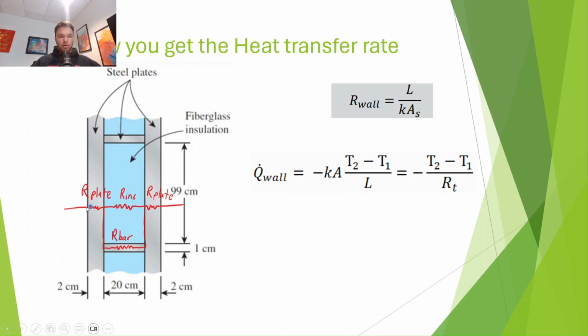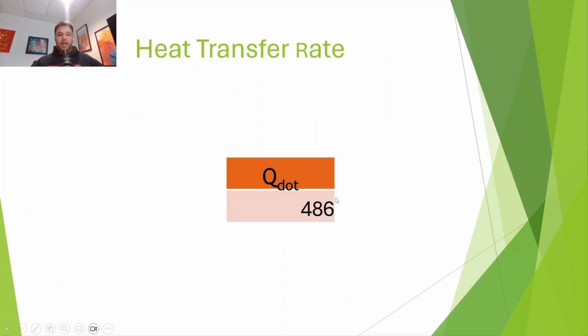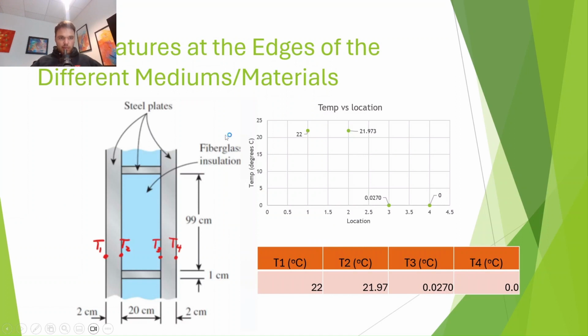So it was going to be R, and in my case I just used 2R because these are 2 of the same thing, times 1 divided by 1 over the R of the insulation plus 1 over the R of the bar. I use these equations here as this is my R, and then the Q dot of the wall was going to be T2 minus T1 over R total. That's how I ended up getting the Q total of 486. Temperatures at the edges of the different mediums.